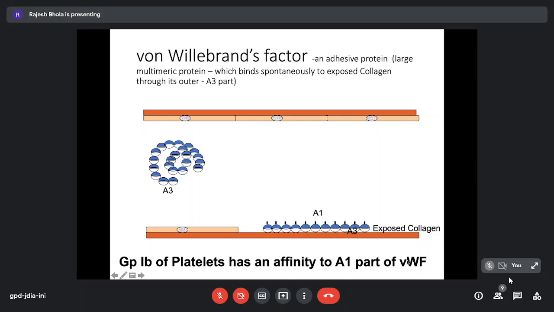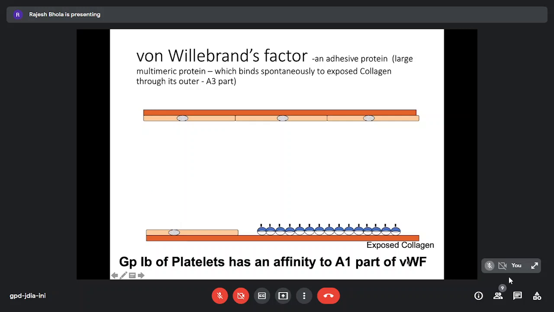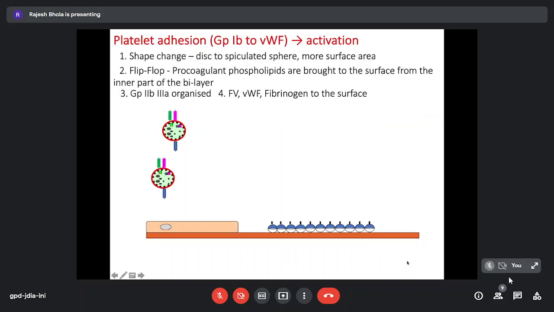So due to that, the active A1 domain is internalized. And whenever there is a breach, this A3 comes in contact with the collagen and it unrolls like a carpet, exposing your A1 domain. With this A1 domain, the platelet now comes in contact with the A1 domain of the von Willebrand factor through the platelet adhesion protein, that is glycoprotein 1b. So that leads to your platelet activation.